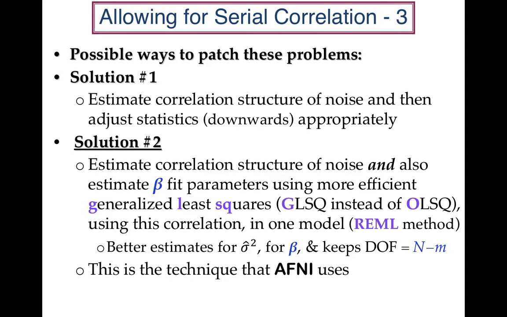But of course, we don't know the correlation structure ahead of time, and so we have to both do the generalized least squares estimation and the estimation of the correlation structure of the noise, and ideally in one model. And that's a technique that was developed in the 1970s and 80s called REML, which stands for Restricted or Reduced Maximum Likelihood. This gives better estimates for the variance, smaller variance estimates for beta, and keeps the degrees of freedom where they ought to be. And this is the technique that AFNI uses, and FSL and SPM use similar but not identical techniques.